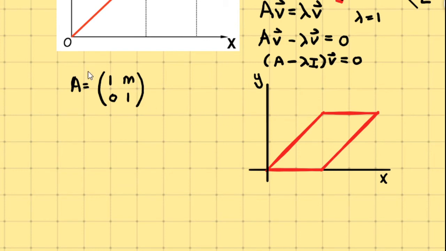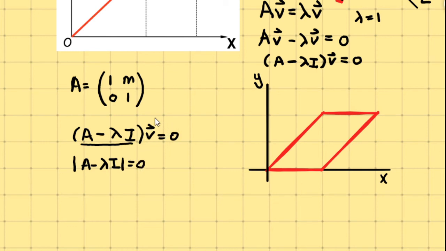We're going to take this as our matrix A. Okay, here's the condition for an eigenvector, that the transformation matrix minus lambda times the identity multiplied by the vector v gives you 0. Now, in order for this transformation to be equal to 0, we require that its determinant is equal to 0.